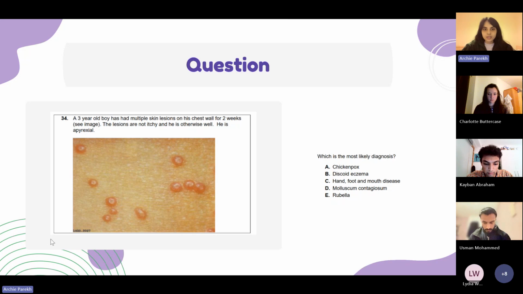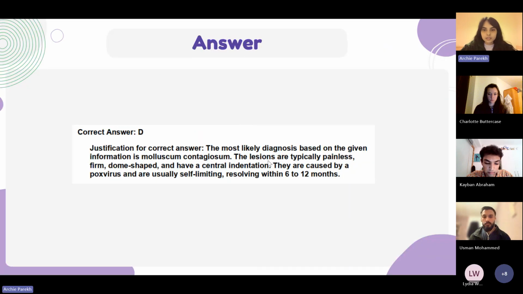This is molluscum. This is the justification. So these lesions, sorry, just give me one second.